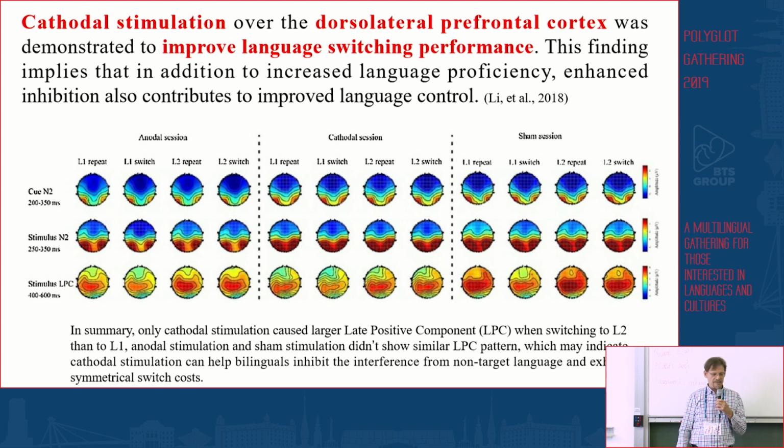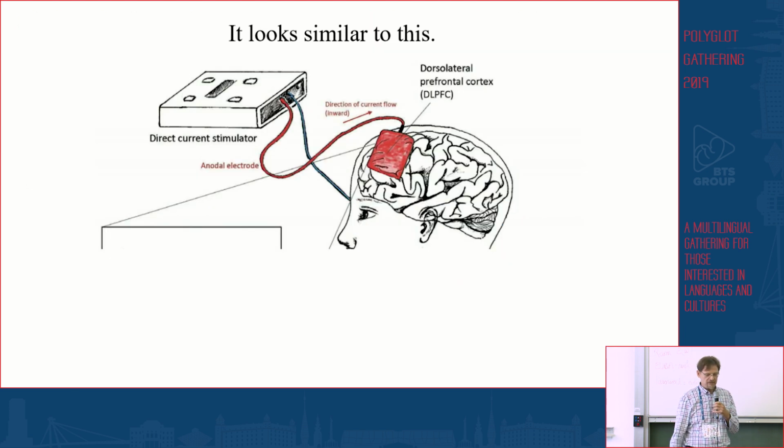So, very interesting. You can use cathodal stimulation, you're getting electricity, kind of a shock coming into your brain, over this area that we just looked at. And it improves language switching performance. Now, isn't that great? Isn't that fantastic? Okay? So this implies that in addition to increased language proficiency, enhanced inhibition also contributes to improved language control. Fantastic, right? I knew you would like that idea, so here it is.